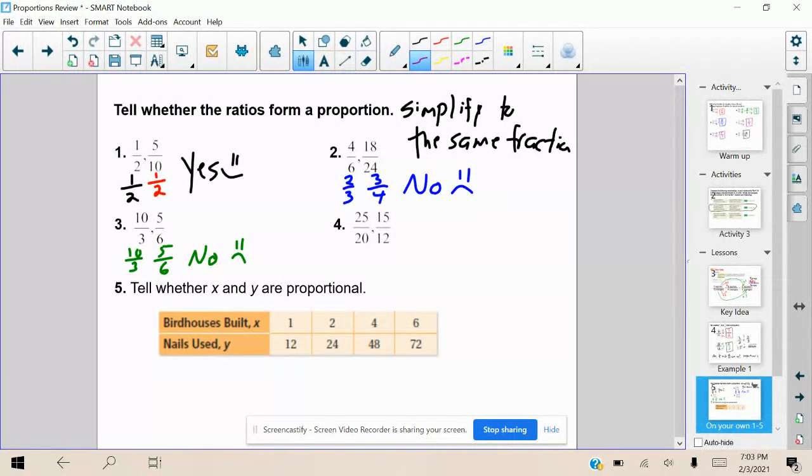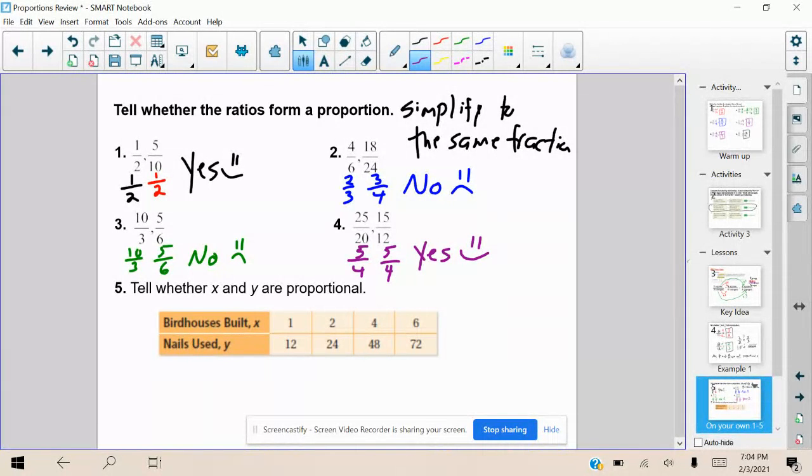25 and 20 can be divided by 5, so we get 5 over 4. Likewise, 15 over 12 can be simplified by 3. 15 divided by 3 is 5. 12 divided by 3 is 4. So yes, 25 over 20 is proportional with 15 over 12, because when we simplify, we get the same fraction.